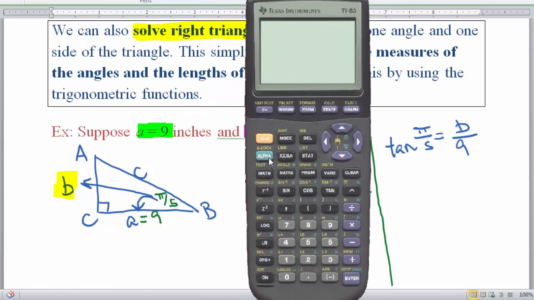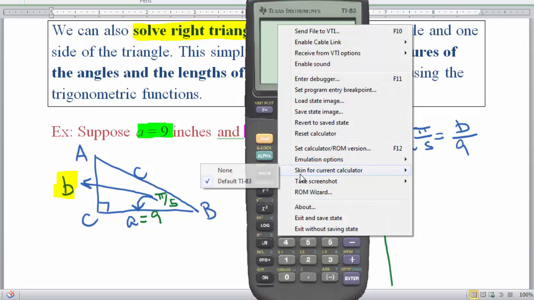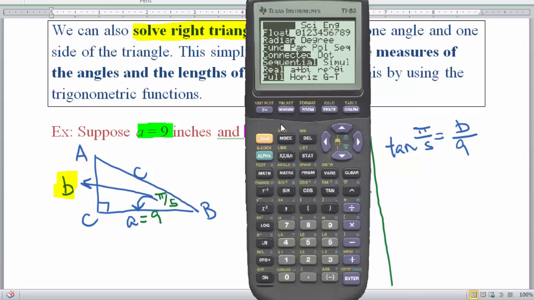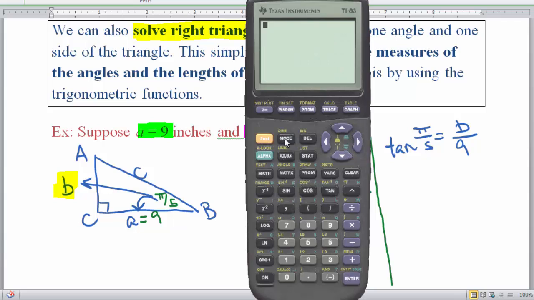Alright, so when we do this, the first thing we have to do is remember that we're in radians here, so we have to go to mode, right? Hit the mode button and make sure that we are in radian mode, and we are, so we're okay. So we have the tangent of pi over 5. We can figure out what that is just by entering it in the calculator here.